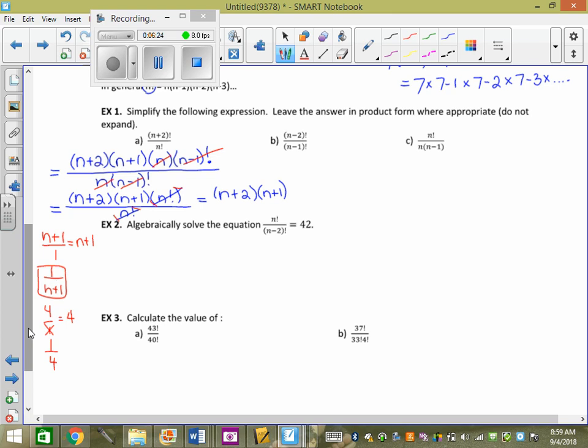All right. B. n minus 2 factorial over n minus 1. We need to decide which one's bigger. N minus 2 or n minus 1. If you don't know, put a number in for the n. Pretend it's a 6. 6 minus 2, 6 minus 1. Which one would be bigger? The bottom one. Because 6 minus 2 is 4, 6 minus 1 is 5, right? So you can always put a number in and figure it out that way. So we know the bottom one's bigger, so we're going to expand it and keep the top.